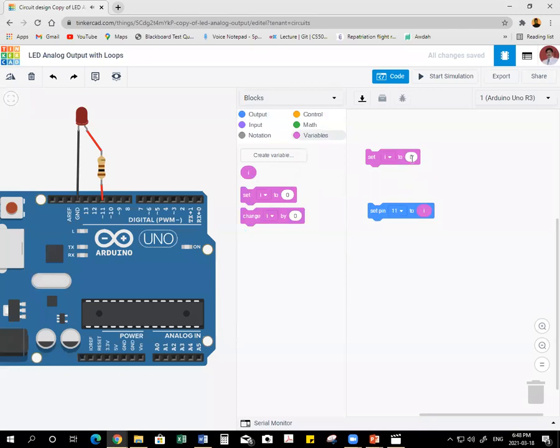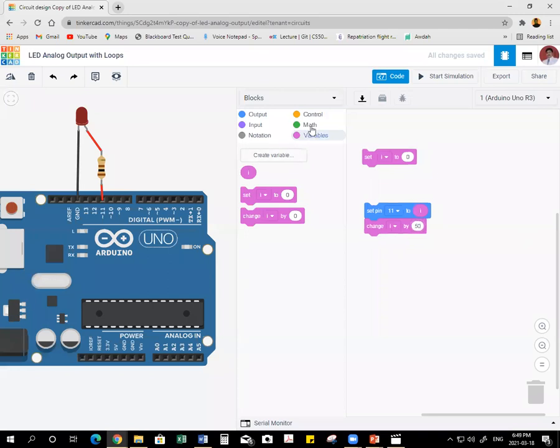Whatever you are having in the I, that will be given to pin number 11. It's very easy. Now use change I by. You can use change I by here, some 50, let us take. Every time I want to increase whatever it has, change I by 50.